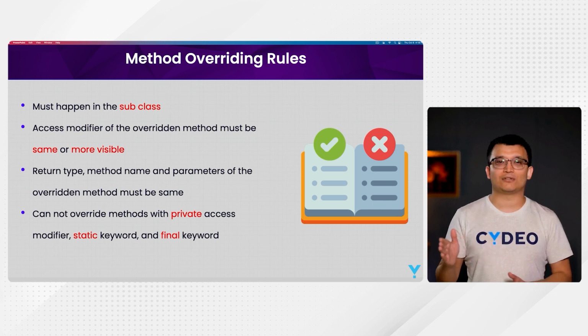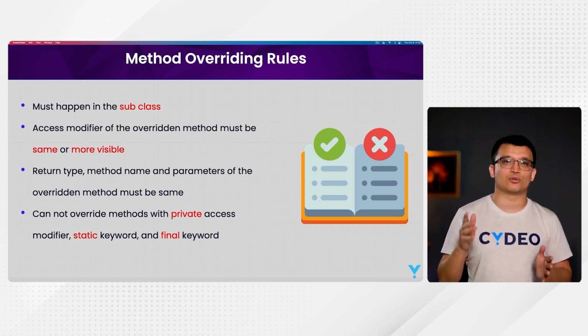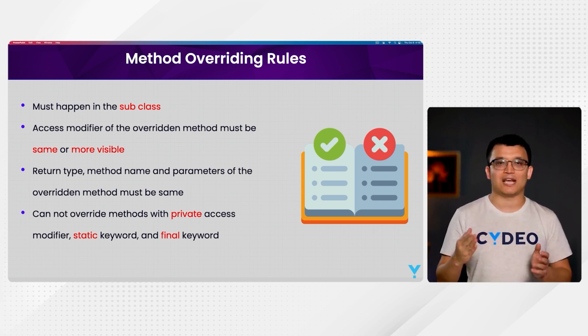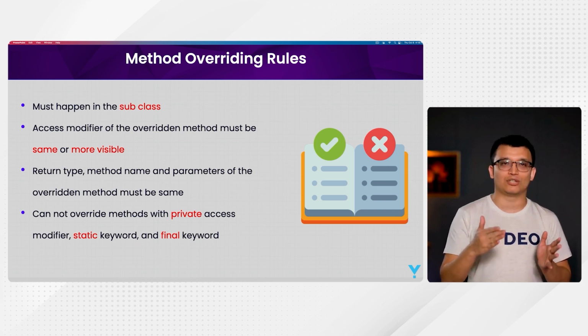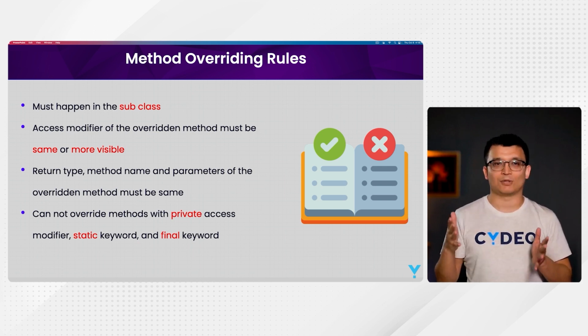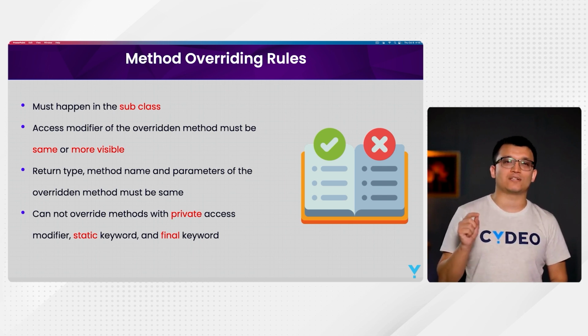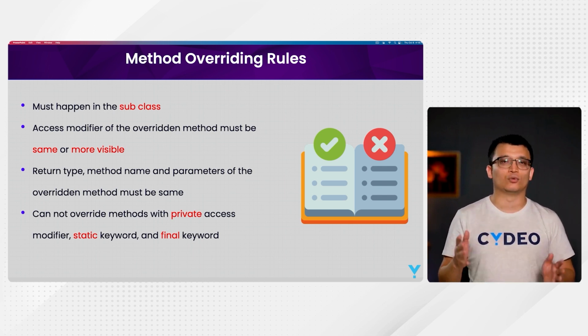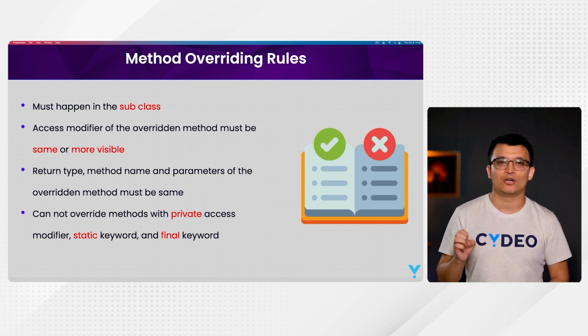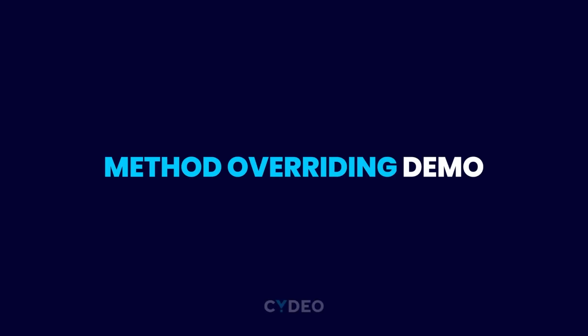Okay, static method means it belongs to the class. There's only one copy. That's why you cannot override a static method in the subclasses. And final methods, any method that contains the final keyword, you cannot override either. This final keyword, we will explain in our future videos. We are going to do practice with method overriding.